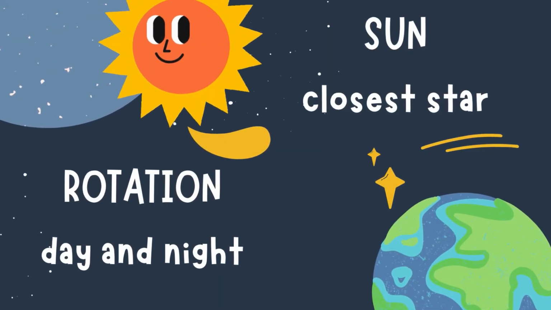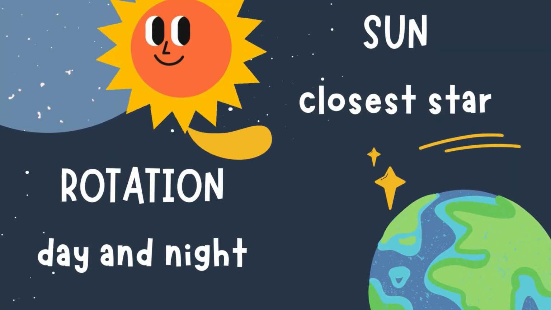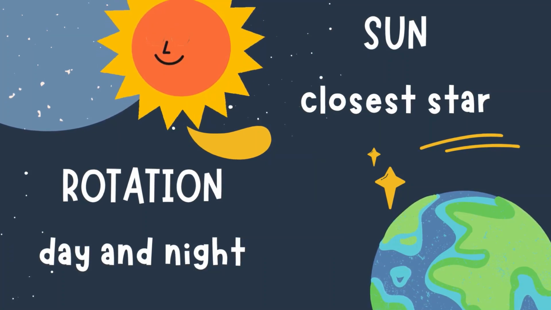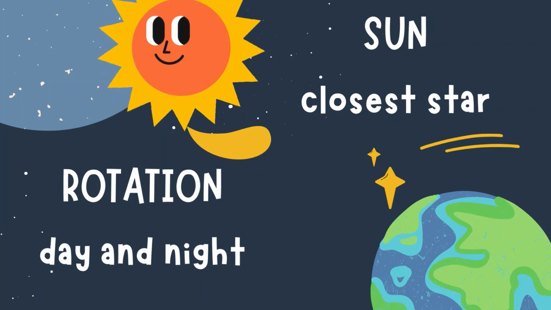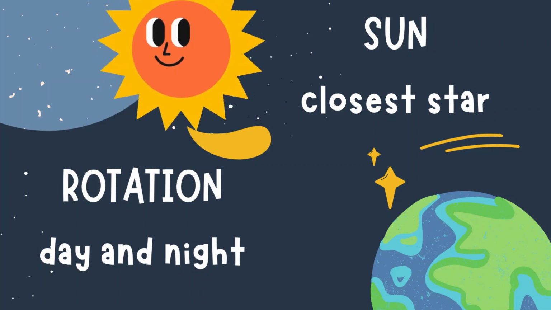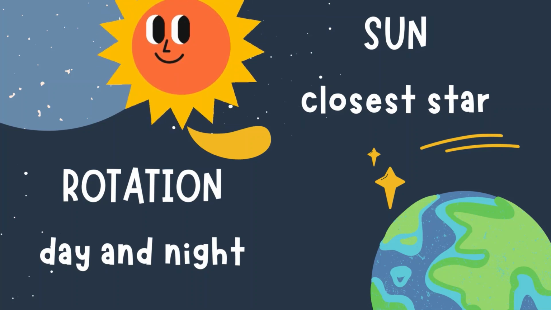The direction of Earth's rotation is from west to east or counterclockwise. The sun is the closest star to Earth. The sun appears to rise in the east and set in the west. The apparent movement of the sun is due to the direction of Earth's rotation. The rotation of Earth causes day and night.